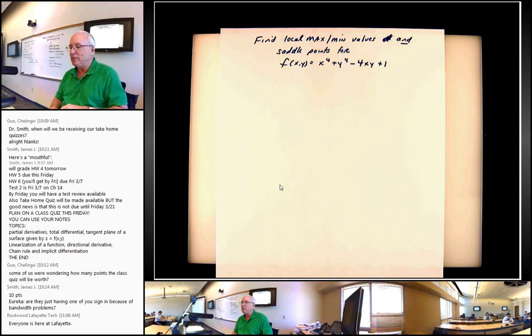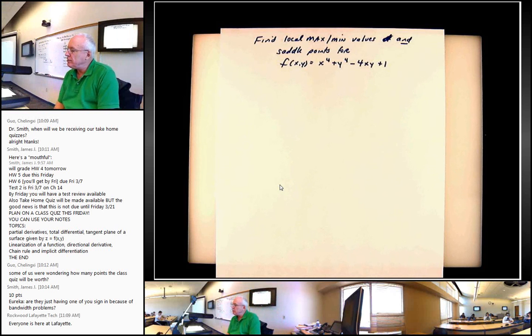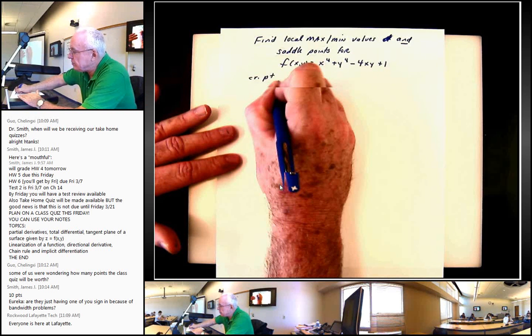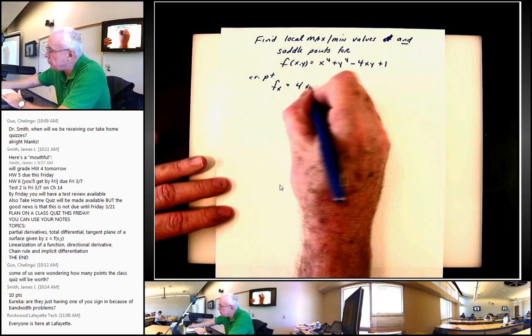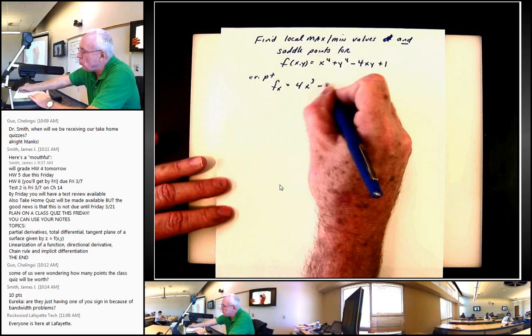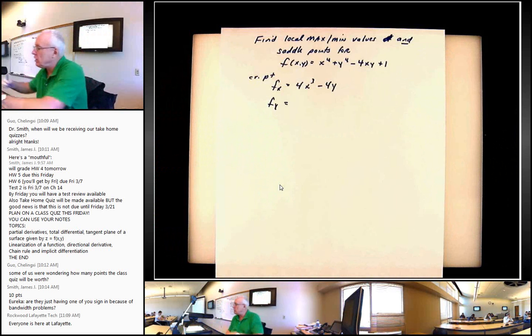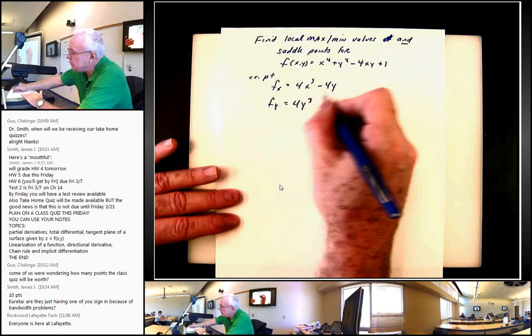Let's do another example of this thing. So this one, again, the function here is x to the fourth plus y to the fourth minus 4xy plus 1. And so the first thing we have to get are the critical points. So let's get fx. y is a constant, so we're going to have 4x to the third, that's going to be 0, y is a constant, that's going to be minus 4y. fy, x is a constant, so we're going to get 4y to the third, now x is a constant, minus 4x.